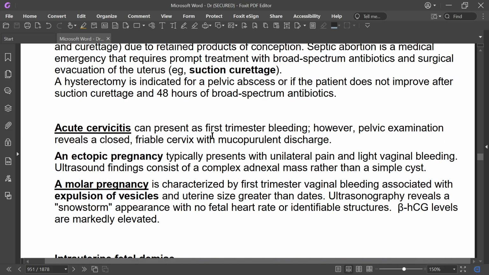Acute cervicitis presents with first trimester bleeding. However, pelvic examination reveals a closed, friable cervix with mucopurulent discharge.